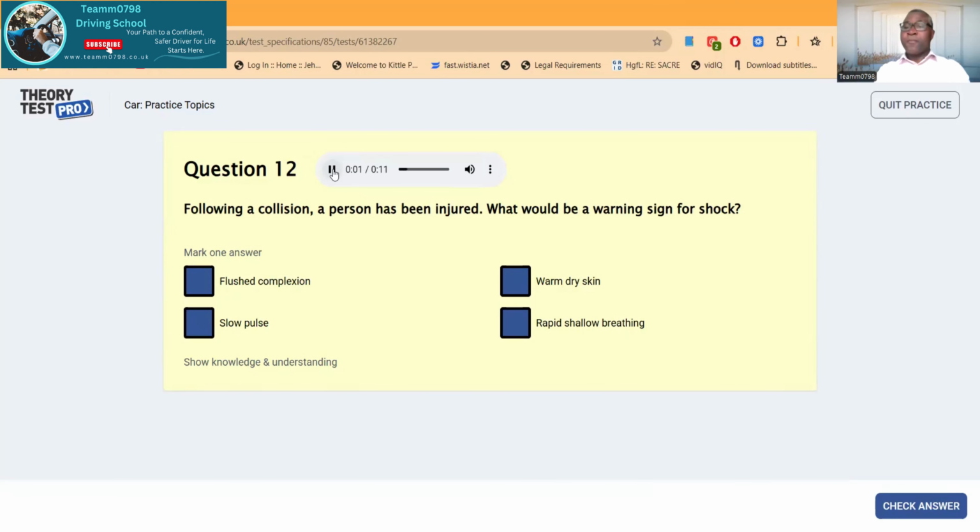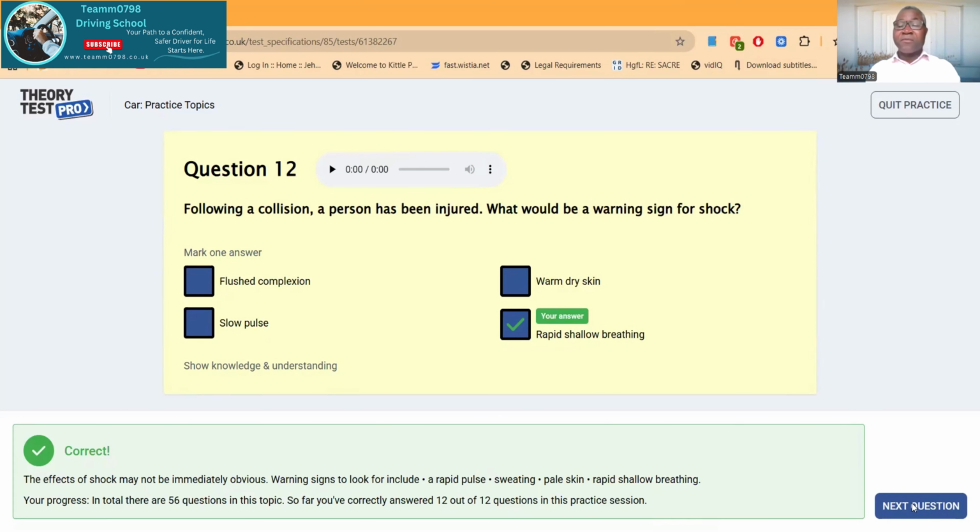Following a collision, a person has been injured. What would be a warning sign for shock? Flushed complexion, warm dry skin, slow pulse, rapid shallow breathing. Okay, suffering from shock is always that kind of breathing. Sorry for my rude demonstration. It's rapid shallow breathing that shows they are suffering from shock. Warm dry skin, slow pulse, flushed complexion, none of those. Rapid shallow breathing.